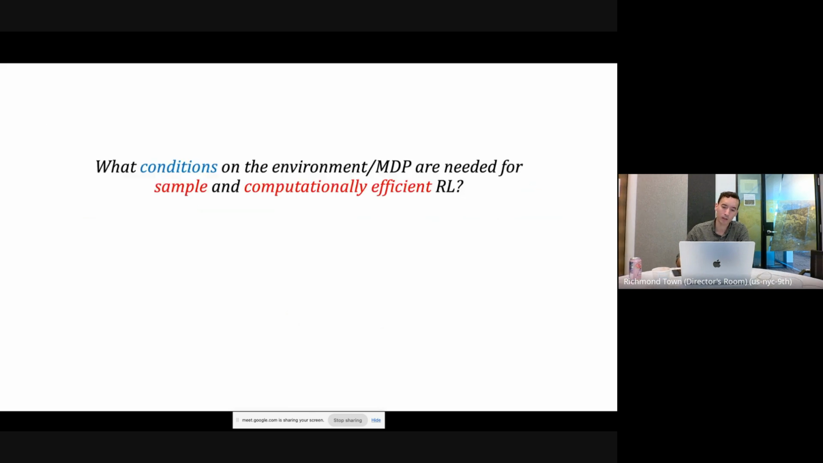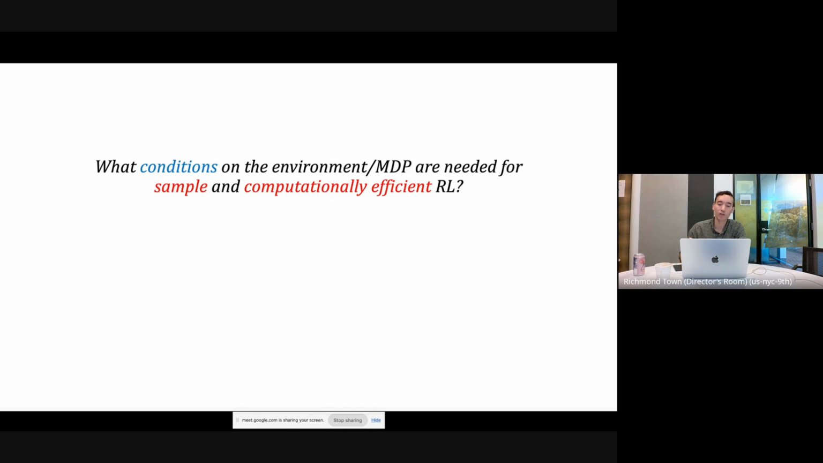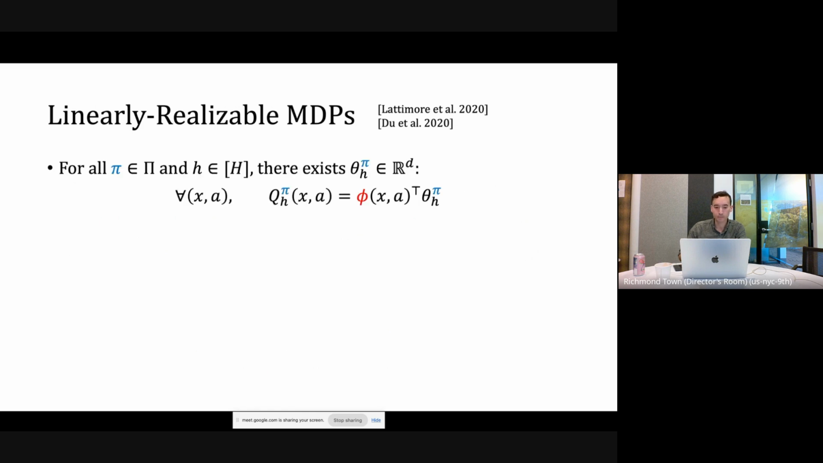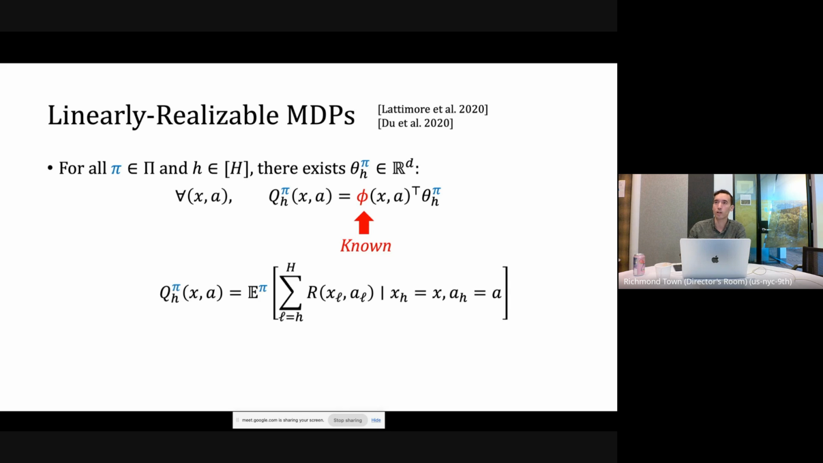So in particular, I want to understand what conditions on the environment, the MDP, will allow for sample and computationally efficient RL. In this paper, I consider a special setting called linearly realizable MDP. In this setting, we assume that for all policies pi, there exists some parameter theta pi such that the state action value function is linear in some known feature map phi. Here the state action value function is just the expectation of the rewards to go.